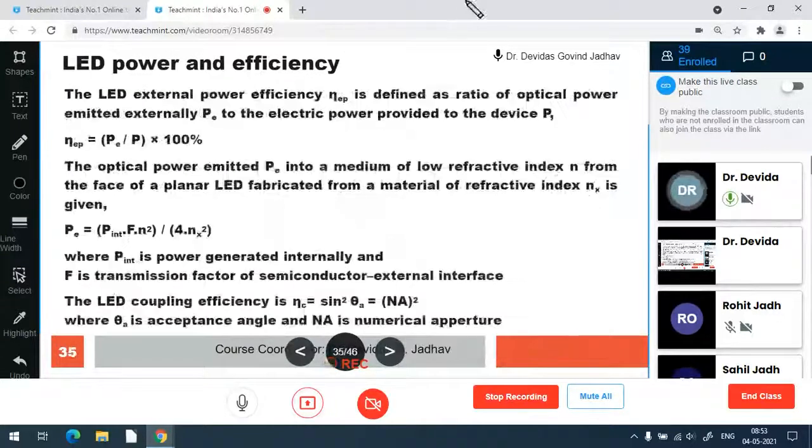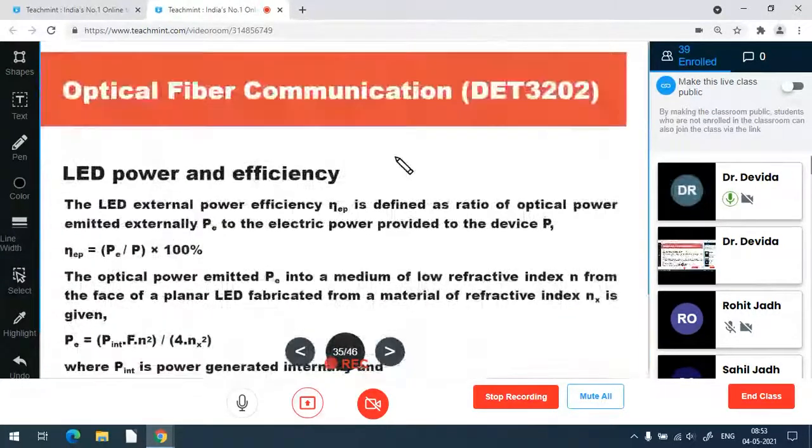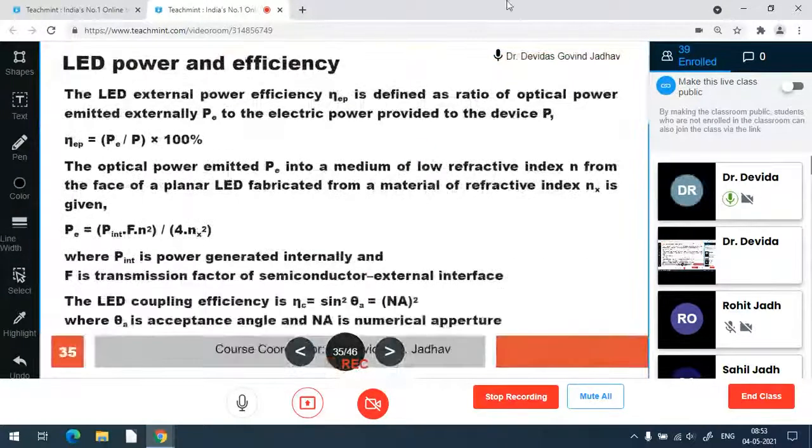After the power is generated within the crystal, the power has to come out of the crystal as radiation. Suppose this is the crystal, and it internally generates power P internal, and then this has to come out as radiation. This radiated power is P e, the emitted power. Internally, the rate of charge recombination and radiation, that ratio is the internal quantum efficiency.